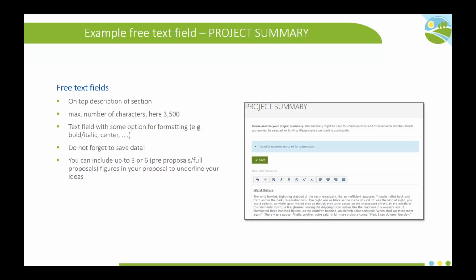So you can do some limited formatting. You can include headings by making the text bold or underlined, or have italic text forms. Please do not forget to save the data, otherwise the data will get lost. And you can include in those free text fields up to 3 figures in case of the pre-proposal and up to 6 figures in case of the full proposal submission. In the next slides, I will briefly explain how to include the figures, because this is maybe a bit difficult and not as usual as you do it in such submission platforms.